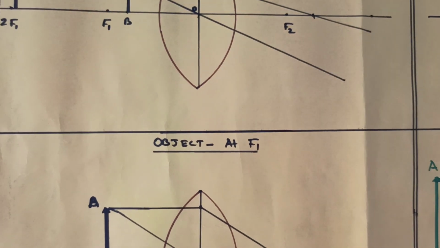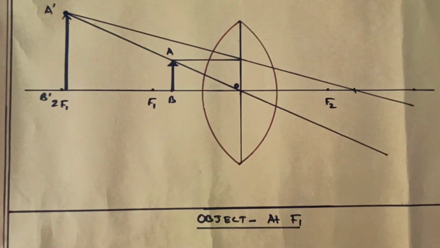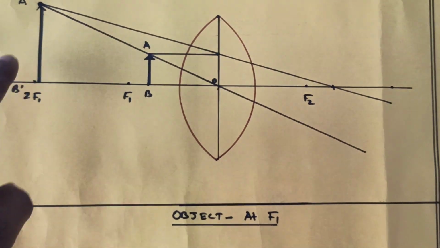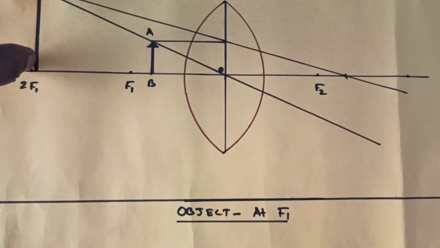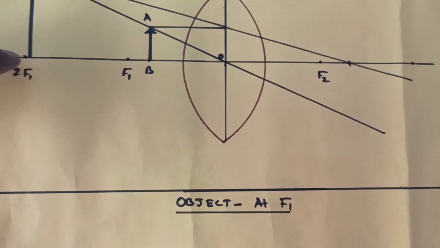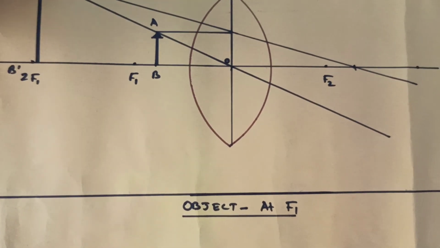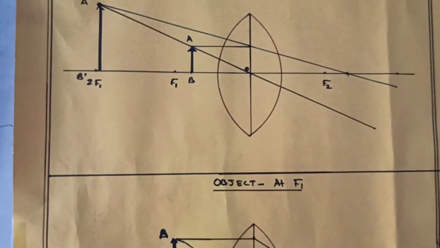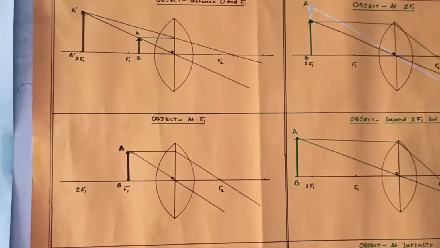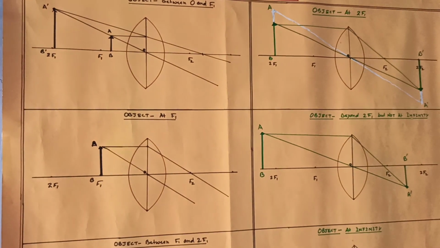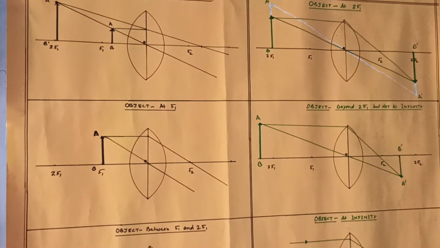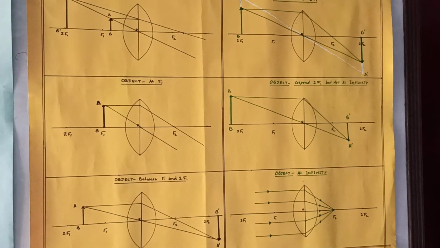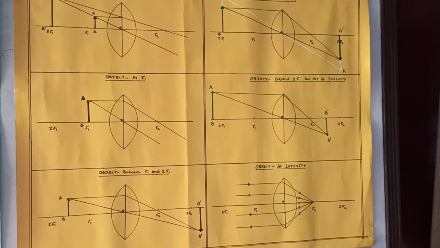And what is the nature of the image? Since it is formed on the same side, it is not a real image but a virtual image, and the image is erect. You can see the image is formed above the principal axis, hence it is erect and virtual. So these are all what we discussed here: the position of the object, position of the image, size of the image, and the nature of the image formed.